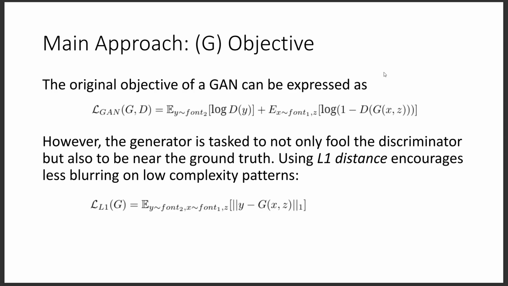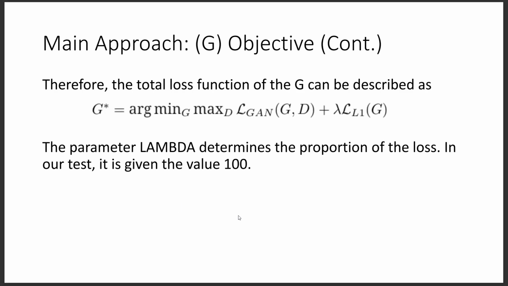and we want the discriminator to give it a value closer to 0. However, the generator is tasked not only to fool the discriminator, but also to be near the ground truth. So we choose to use the L1 distance to encourage less blurring on low complexity patterns. The L1 loss can be described as the following. Therefore, the total loss function of the generator can be described as this. We want to find the generator that minimizes this total loss function. The parameter lambda determines the proportion of the loss. In our test, it is given the value 100.